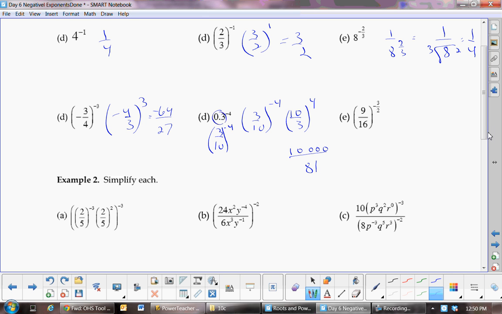Okay, 9/16 to the negative 3 over 2. Let's make this happy. Who could tell me what it would be if we made it happy? Okay, don't yell it out. Yes? 16 over 9.